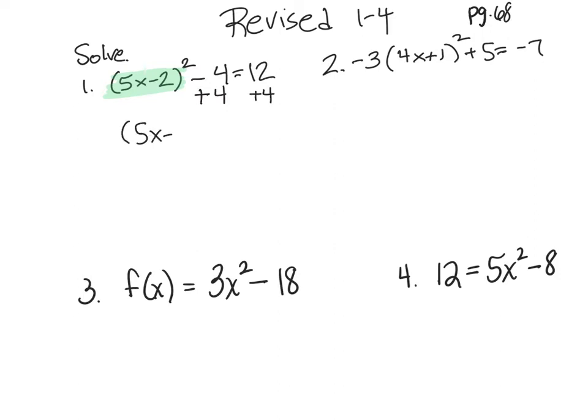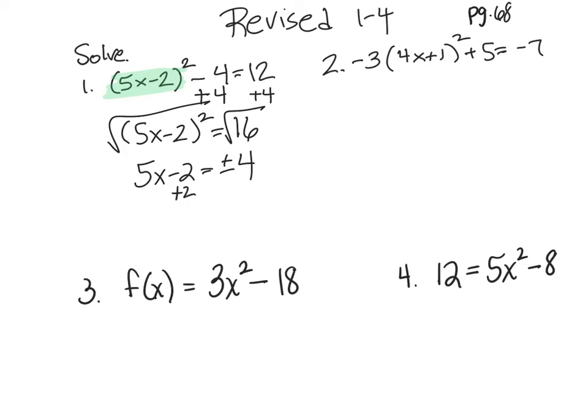The quantity 5x minus 2 squared equals 16. I'm going to take the square root of both sides. The quantity 5x minus 2 equals plus or minus 4. Don't forget, when you take the square root, you use plus or minus. Then I'm going to add 2 to both sides. 5x is going to equal 2 plus or minus 4. Then divide both sides by 5. X is going to equal 2 plus or minus 4 divided by 5.